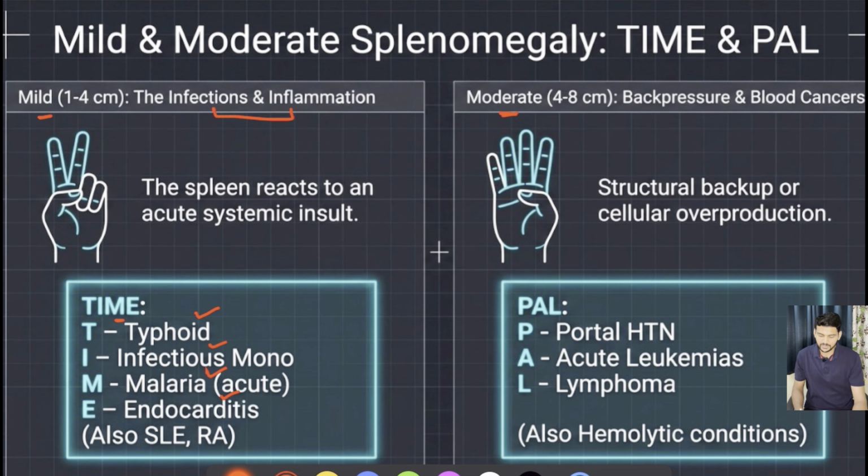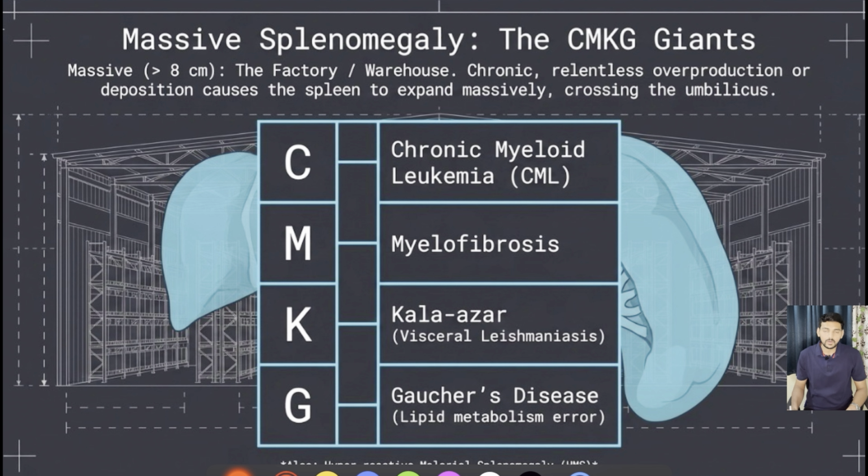For moderate enlargement, there should be some back pressure or congestion by the blood. So the causes will be portal hypertension or some infiltrations like acute leukemias and lymphomas. Also, commonly hemolytic conditions can lead to moderate grade of splenomegaly. For massive splenomegaly, that is when spleen is palpable for more than 8 centimeters below left costal margin, we have to remember important causes. For example, chronic myeloid leukemia CML, myelofibrosis, Kala-Azar and Gaucher's disease.